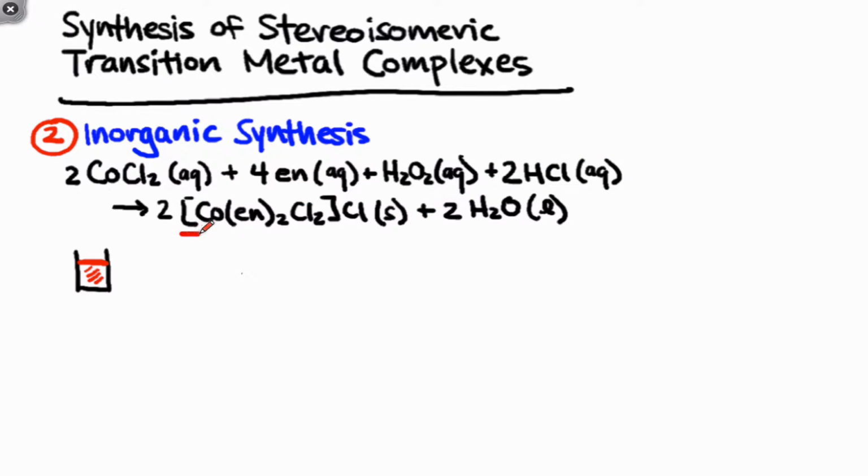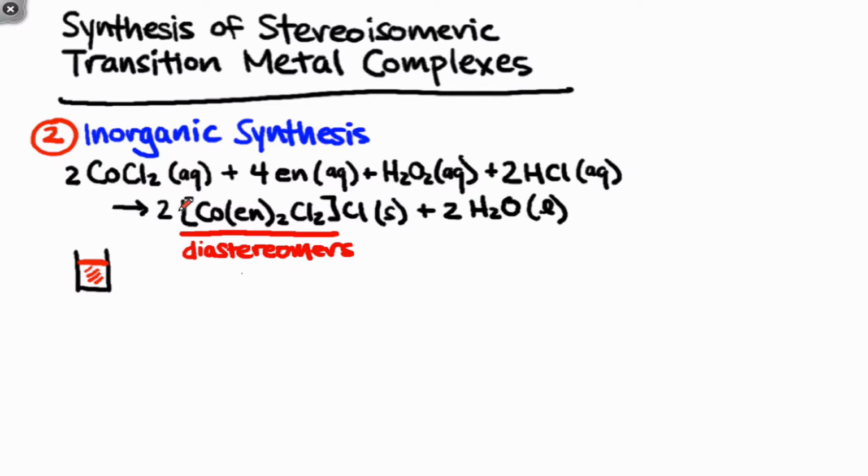In the first part of this experiment, we're going to synthesize a pair of diastereomeric cobalt complexes. They both have this formula given here, but they're going to have different three-dimensional structures, and they'll be diastereomers. The chemical equation for the synthesis is given here, and it looks pretty complicated, so I want to talk briefly about what's going on here.